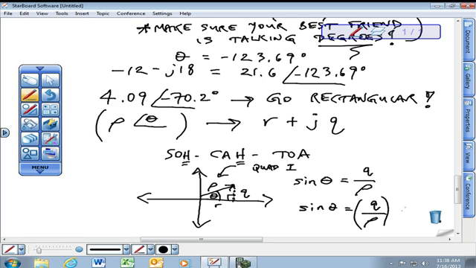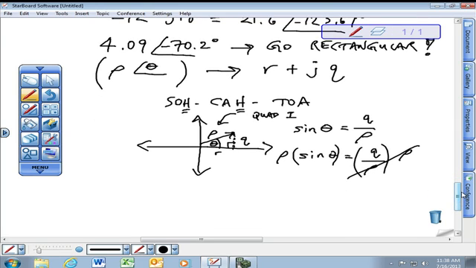You're going to multiply both sides by rho, so that changes the denominator of q to 1. So q, in fact, is simply rho times the sine of theta. Take a look. Here's your q, so you could rewrite this as j times rho times the sine of theta. Pop q out, and in its place, there's your magnitude, 4.09 times the sine of negative 70.2 degrees. Now we just need to solve for r.